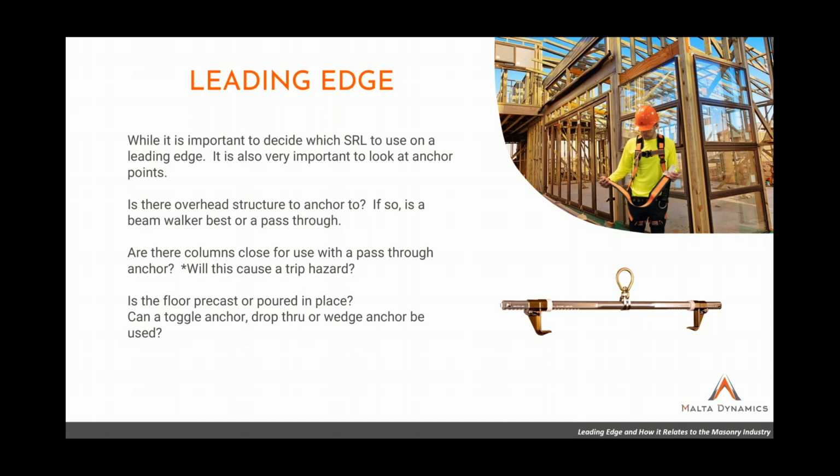Is the floor precast or poured in place? If that's the case, you have the opportunity to use drop through anchors or toggle anchors, which can be put overhead. So there's a good chance if you're preparing and you're doing your pour and you're working on a floor below, you could have anchor points throughout. Well, what is the roof? It's the floor above, but it's the roof for you. And that's a good method so that you've got anchor points overhead.